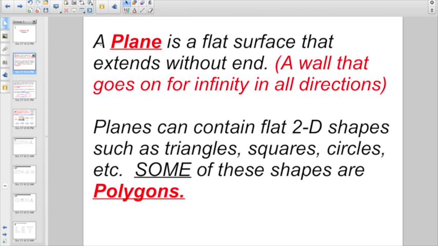So, we're going to start off here. A plane in geometry is not a flying contraption. It's a flat surface that extends without end. You got to think of it as a wall that goes on for infinity in all directions. Can you picture that in your mind? That is a plane in geometry world. And they want you to know that planes can contain flat two-dimensional shapes such as triangles, squares, circles, etc. And some of these shapes are called polygons.